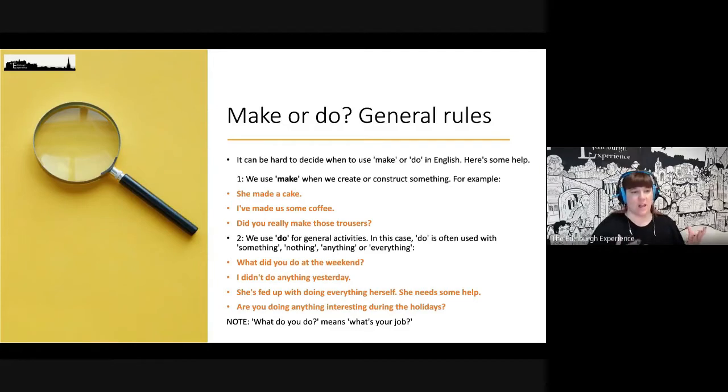So basically, if you're not able to access or use a dictionary, if you're not sure which is the better option, the general rule is if you have a physical thing at the end of the process, use make. If it's more abstract, use do.